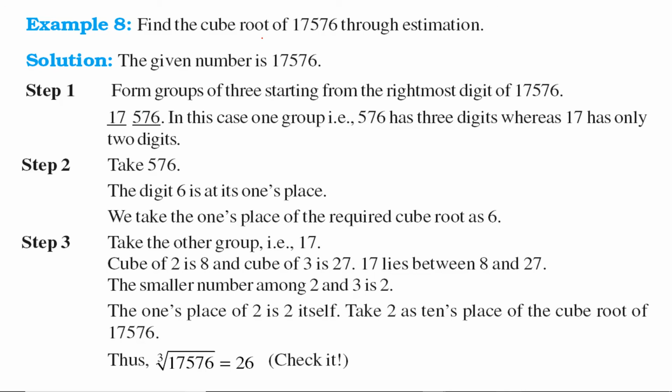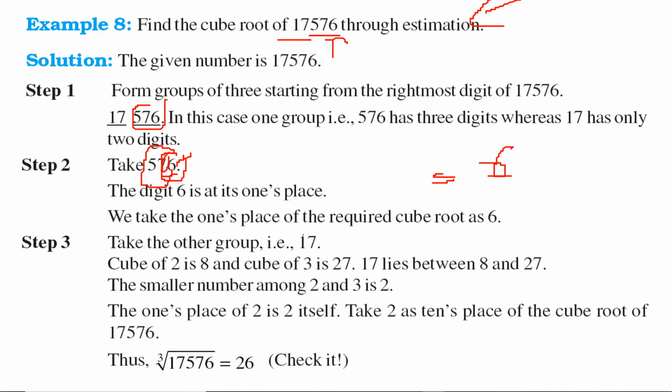I'll take one more example. See, this is 17576. We have to find out the cube root through estimation. So we start from the rightmost digit and take 3 digits, and 576 will be the first group. The second is 17, but we can't make a group of 3, so we'll just leave it like that. Now 576 ends in 6, and this can only come when the cube root ends in 6, so 6 is our ones place.